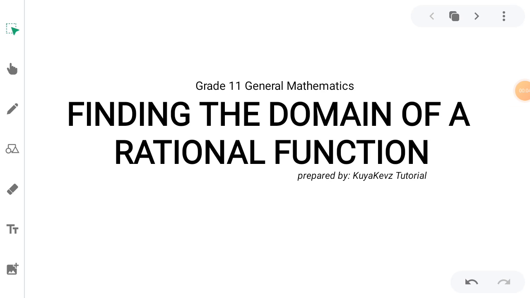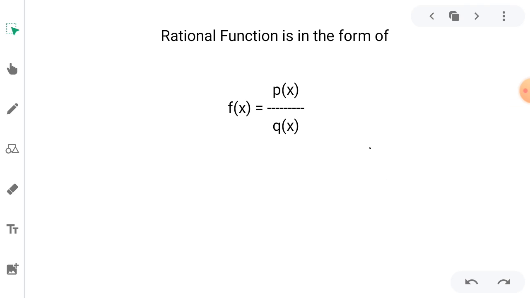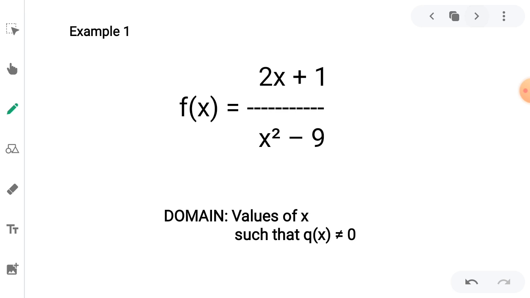So yesterday we discussed the introduction to rational functions. This time we are going to find the domain of a rational function. We said yesterday that a rational function is in the form f of x is equal to p of x all over q of x, wherein p of x and q of x are polynomials, and our denominator is not equal to 0. So let's take a look at our example.